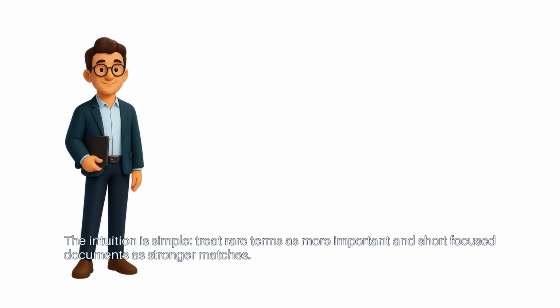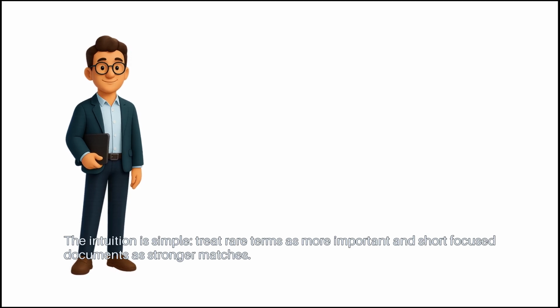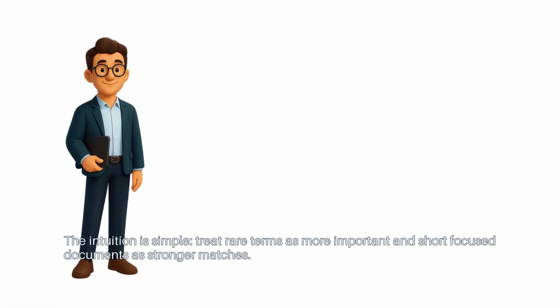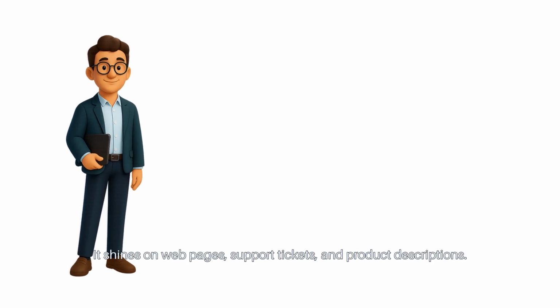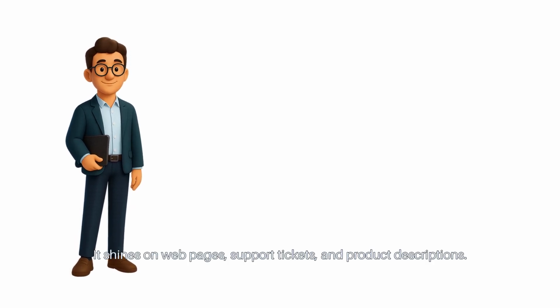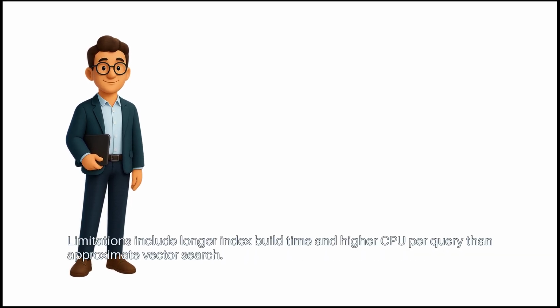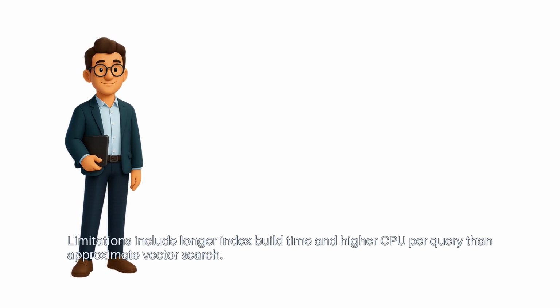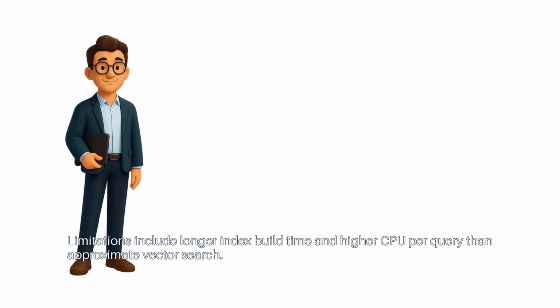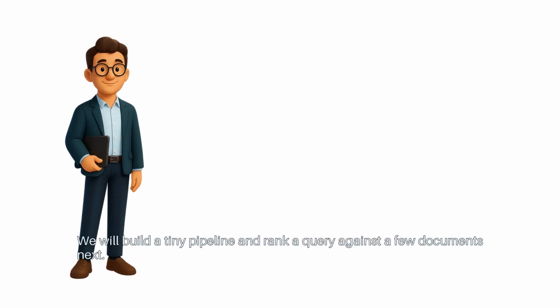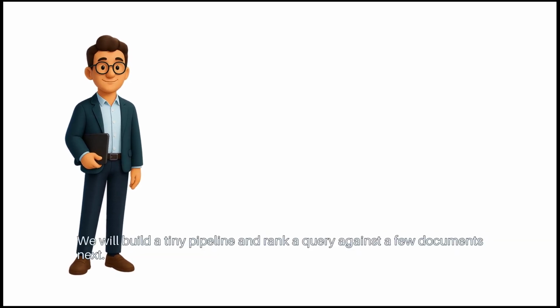The intuition is simple. Treat rare terms as more important and short focus documents as stronger matches. It shines on web pages, support tickets, and product descriptions. Limitations include longer index build time and higher CPU per query than approximate vector search. We will build a tiny pipeline and rank a query against a few documents next.